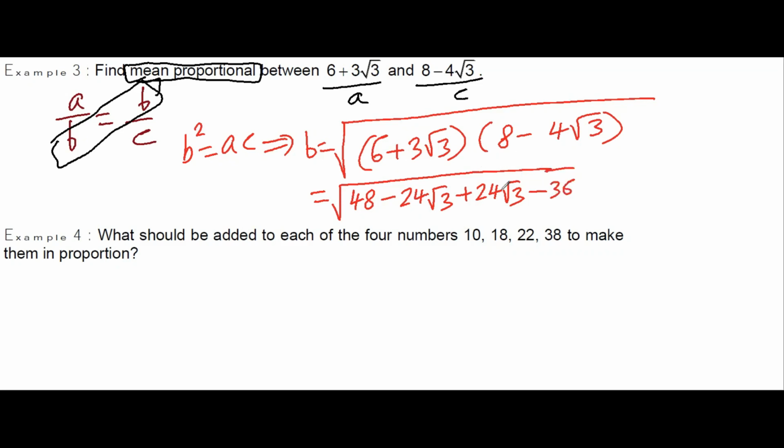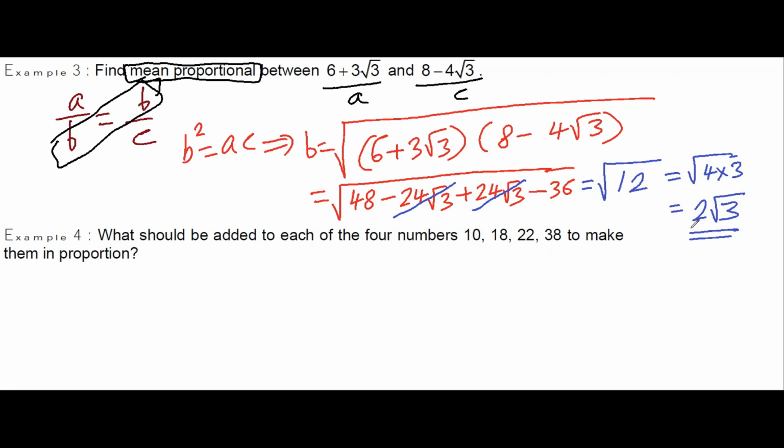So I can see that minus 24 root 3 and plus 24 root 3 get cancelled, and I will get the square root of 48 minus 36. That comes out to be 12. What are the factors of 12? The factors of 12 are 4 into 3. I can write the square root of 4 as 2, and this root 3 will be as it is. So 2 root 3 is the answer of example number 3.